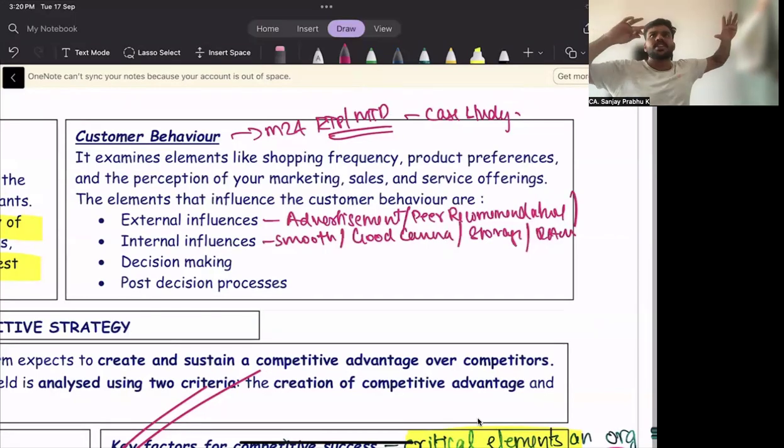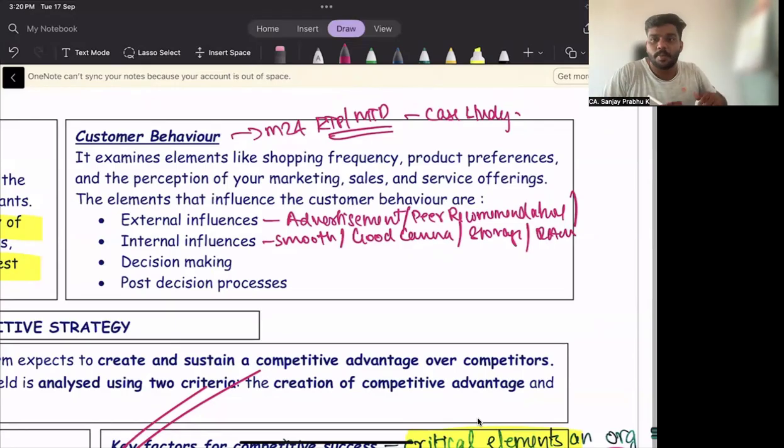External influence means the outside hype: what advertisements show, what others recommend. Before purchasing a mobile, we sometimes look it up on YouTube for pros and cons. For example, before purchasing my mobile phone, I searched more than 20-25 videos on YouTube, iPhone versus Samsung S24 Ultra, all these kinds of things.